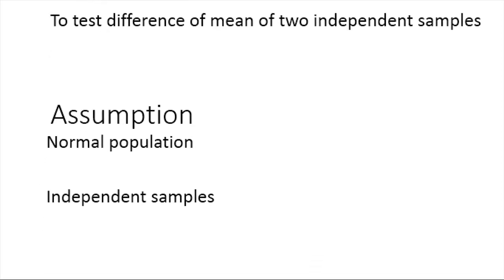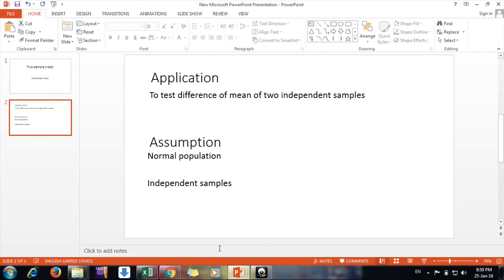Assumptions are normality and independence. Both samples are independent, meaning the selection of one has no bearing, no impact on the selection of the other. So now, how to do that?